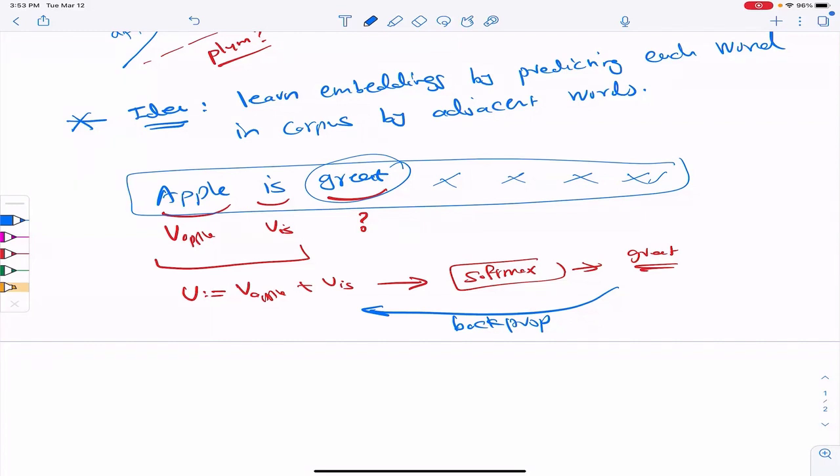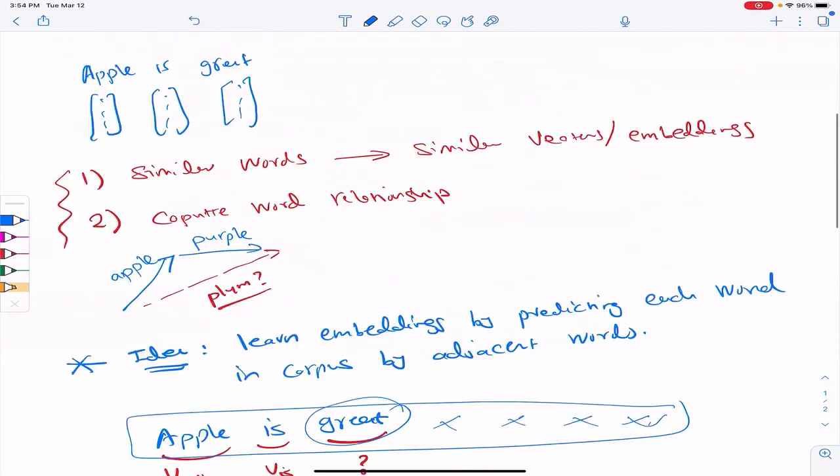But the good thing about this is that you don't need any labeling. So you start with some random initializations for your embeddings. You can take a big corpus like Wikipedia, and you can just iteratively train your embeddings until you converge to some stable embeddings. And hopefully those stable embeddings will satisfy the two properties that we want. Similar words, hopefully, will be mapped to similar vectors.